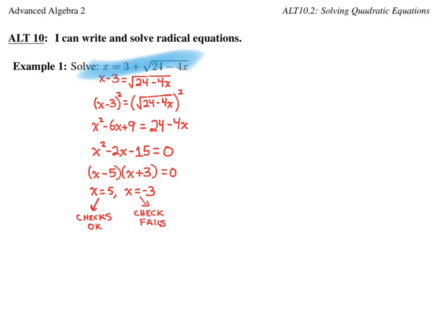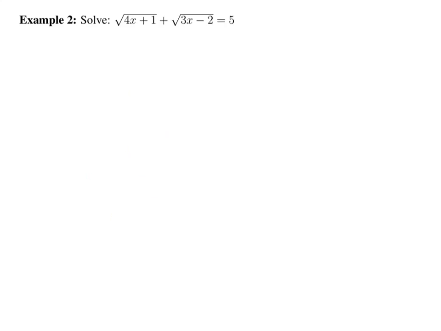So the check fails. So what we have here is an extraneous situation, just like with logarithms, just like with rational functions. Negative 3 is extraneous, meaning negative 3 is an answer that's wrong, but it's not your fault that it's wrong. It's just your fault if you continue to think it's right. 5 works. 5 is our answer. Yay!